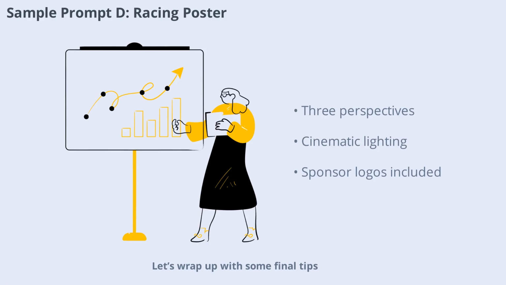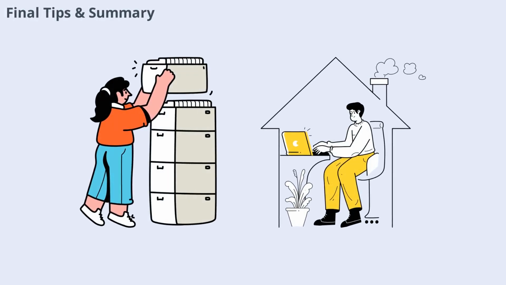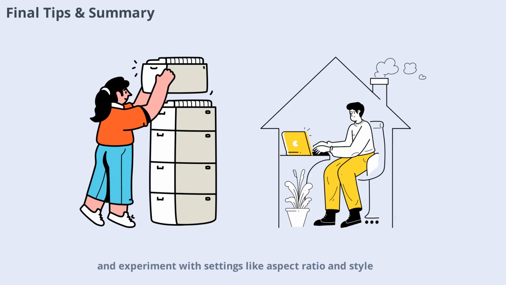Let's wrap up with some final tips to get the best results from Gemini. Always be as specific as possible in your prompts. Use negative constraints to avoid unwanted elements, and experiment with settings like aspect ratio and style. Don't hesitate to refine and regenerate until you're satisfied. Saving and organizing your images will make future projects easier. With practice, you'll master Gemini's image generation and unlock endless creative possibilities.